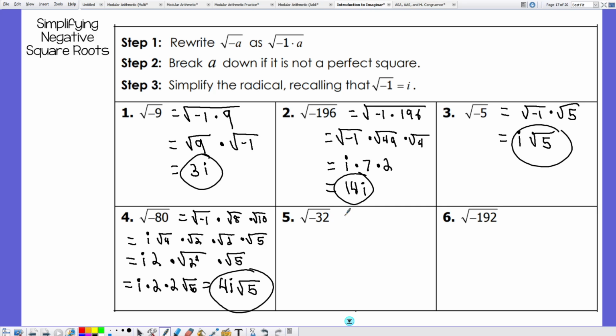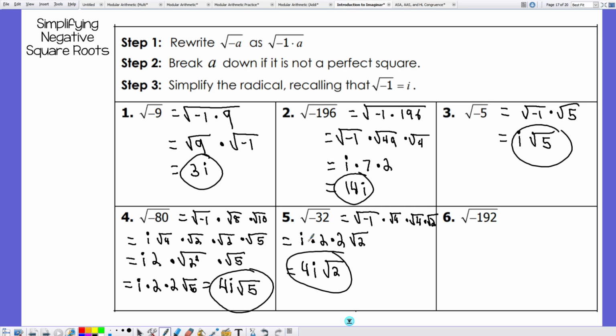All right, now we have negative 32, which can be broken down as square root of negative 1, times, now 32. 32, when divided by 4, is 8. So we have square root of 4. And 8 can be broken down as the square root of 4 times the square root of 2. And that equals square root of negative 1 is i. Square root of 4 is 2. Square root of 4 is 2. And then the leftover square root of 2. Simplified all the way, 2 times 2 is 4. We have an i, and then leftover square root of 2.